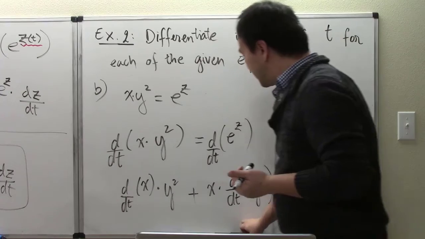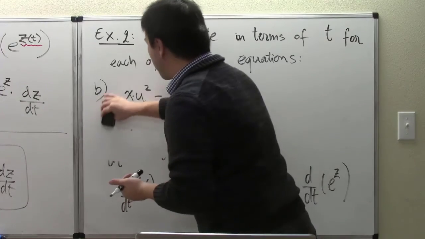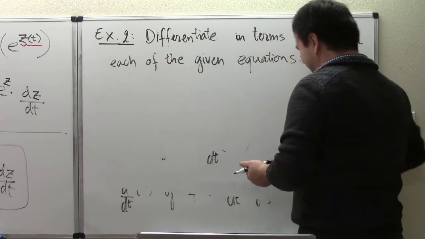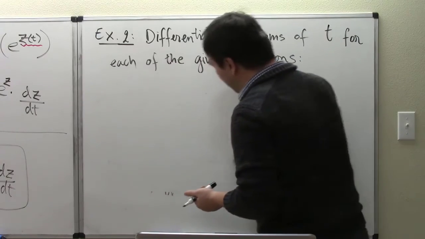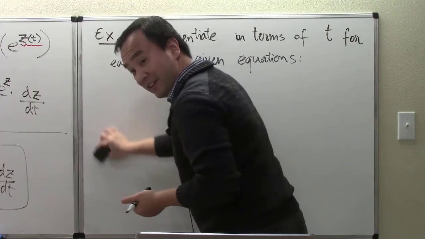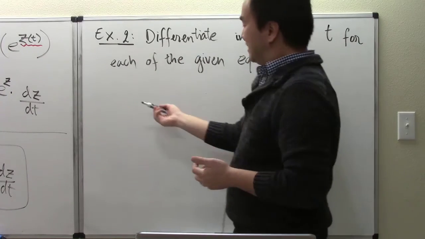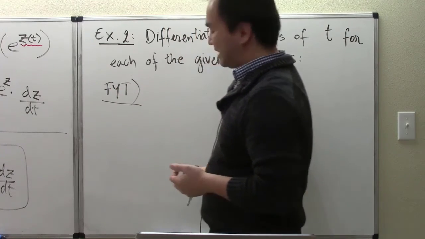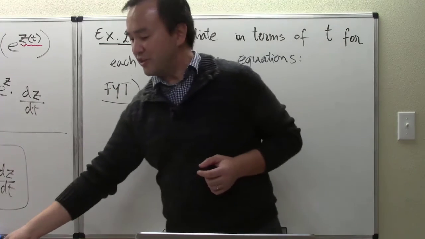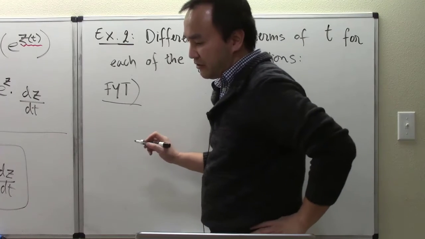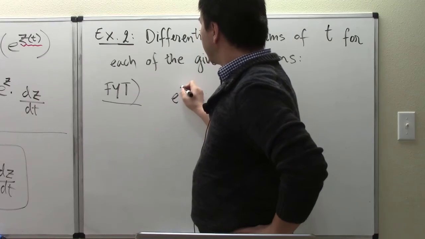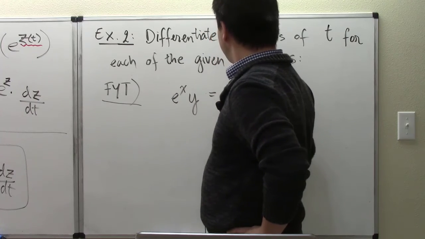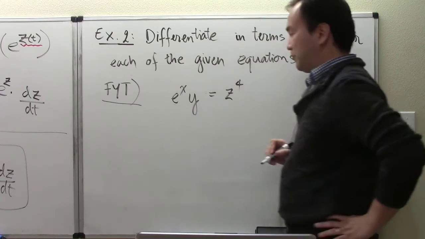All right, so I'm going to put in another FYT for my viewers, trying to give you some opportunity to practice independently as you are watching the video. And so there's another FYT. The equation I have prepared for any of you is how about e to the x times y equals z to the 4th power, for example.